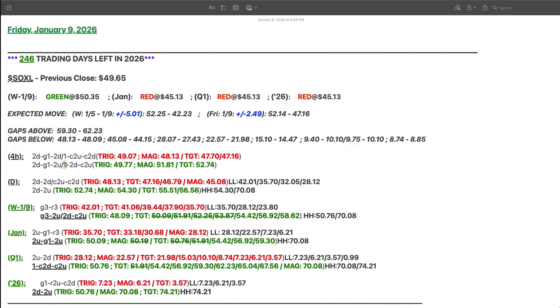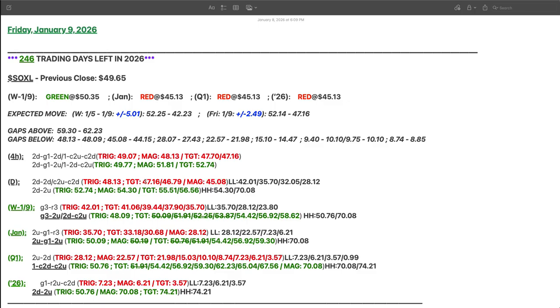But if we get to 51.81 and above it, that triggers a 1-2 down combo 2 up, which has a magnitude of 52.74. On the day, if we go to the downside, it would be a 2 down continuation, or a continuation of a combo 2 up, combo 2 down, triggering at 48.13. Magnitude of the combo 2 up, combo 2 down is 45.08. But again, that's a pretty big move.